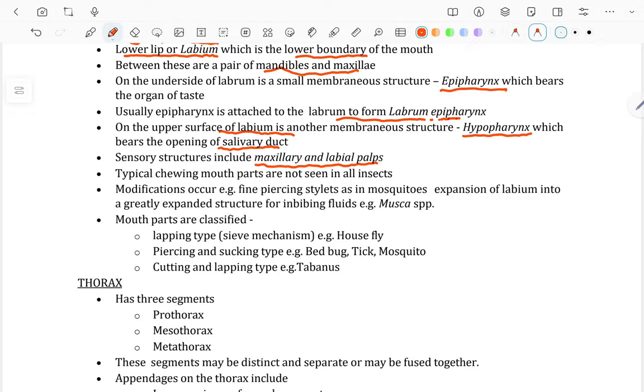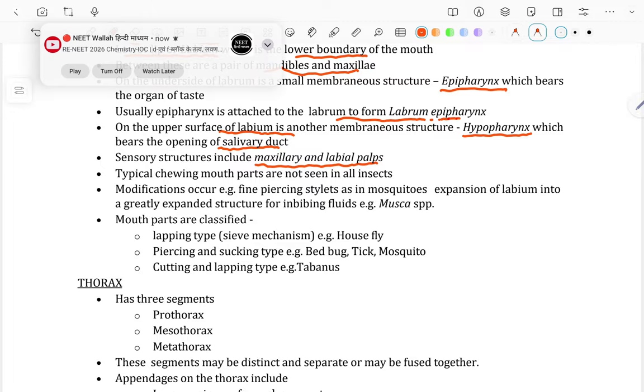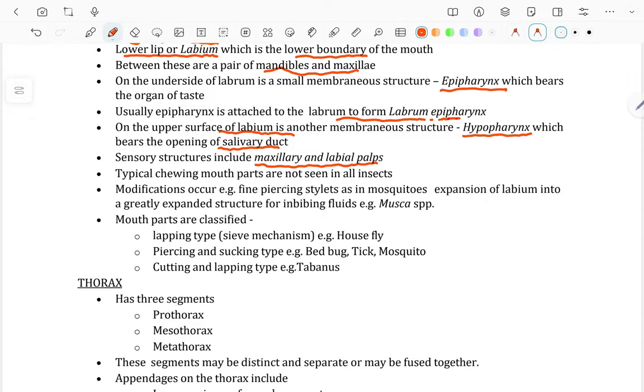Typical chewing mouth parts are not seen in these insects. Modifications occur: fine piercing stylets as in mosquito, expansion of labium into a greatly expanded structure for imbibing fluid, example Musca species. Mouth parts are of lapping type, sieve mechanism, like housefly. Piercing and sucking type: bedbug, tick, mosquito. Cutting and lapping type: Tabanus. Thorax.